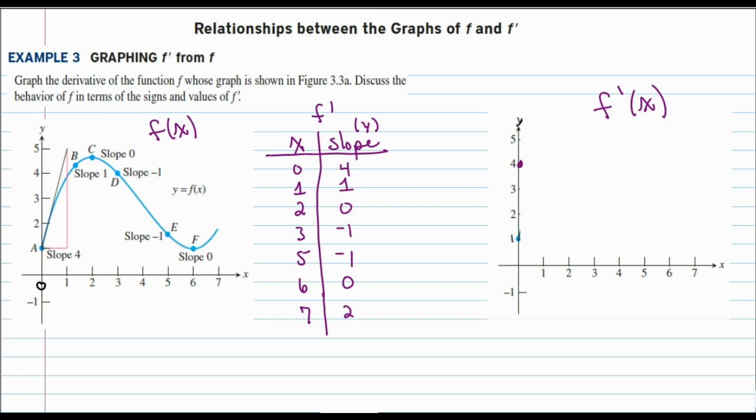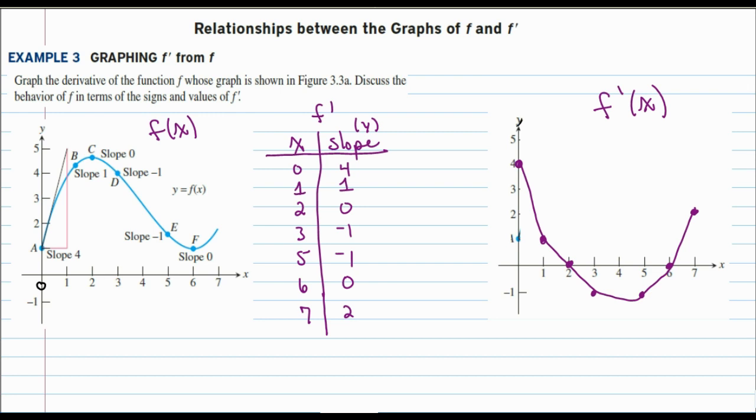So now we have all of the points on our graph of f prime of x. 0, 4, meaning the slope of our tangent lines at the x value of f is 4. 1, 1; 2, 0; 3, negative 1; 5, also negative 1; 6, 0; and 7, which we predicted to be about 2. So our f prime graph looks something like that. Maybe not as messy as mine is, but something close.